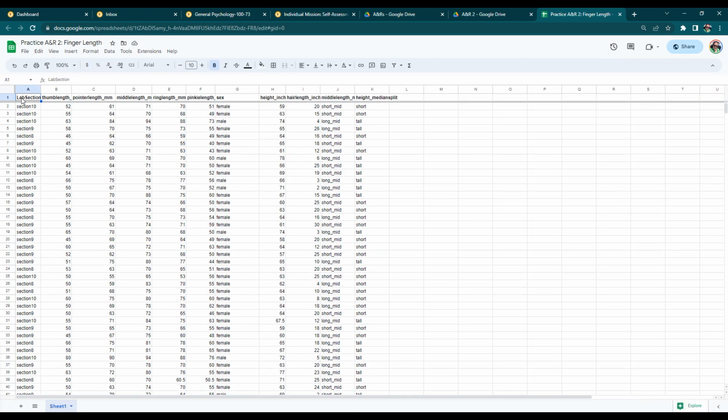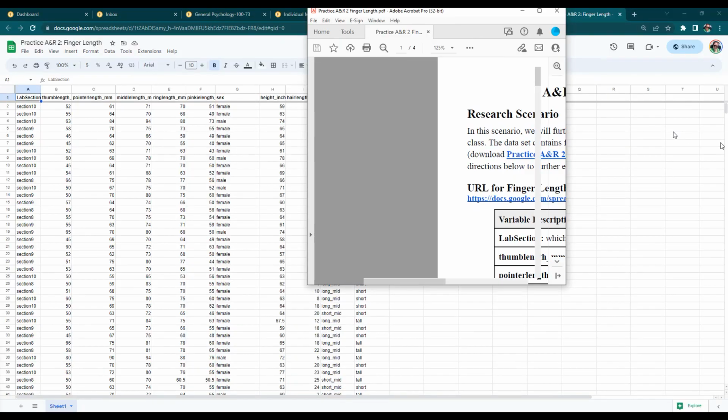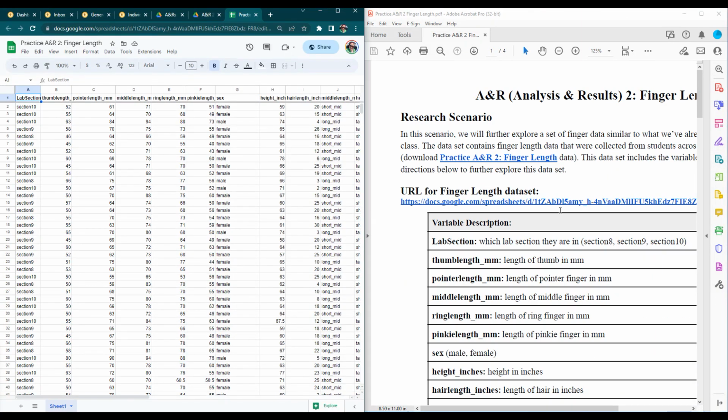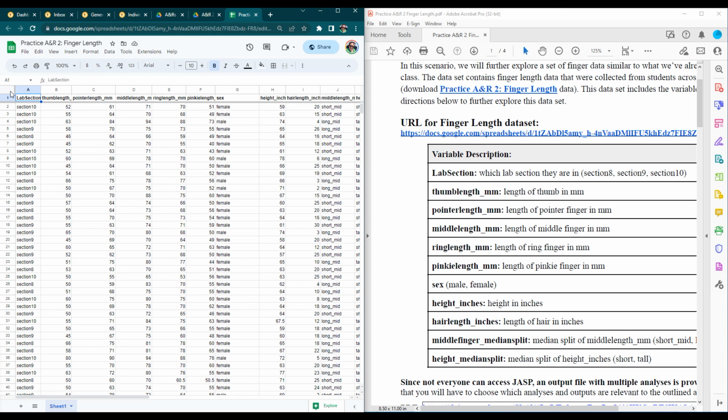So we can see we have lab section, which lab section they're in, section 8, 9, or 10. Thumb length, the length of their thumb in millimeters. Length of pointer finger in millimeters. Middle finger length, ring finger length, pinky length, all in millimeters. Sex, and here we just have male and female. We have height in inches. Hair length in inches, so how long their hair is.